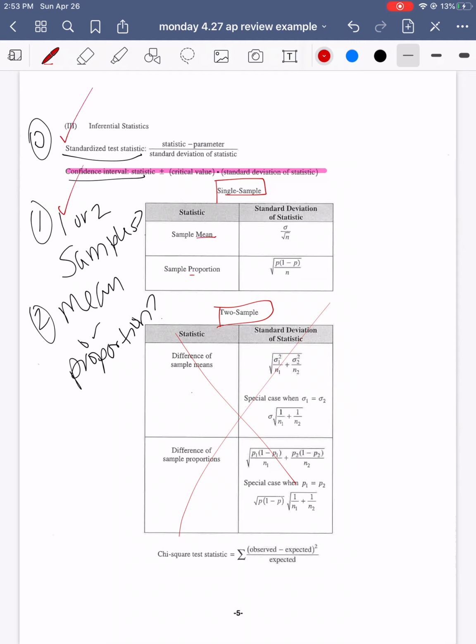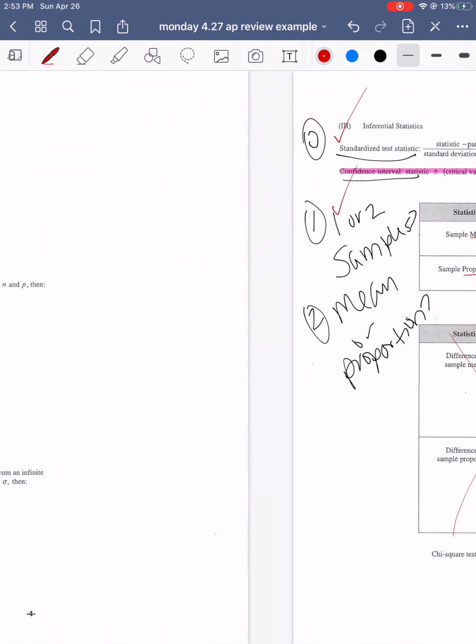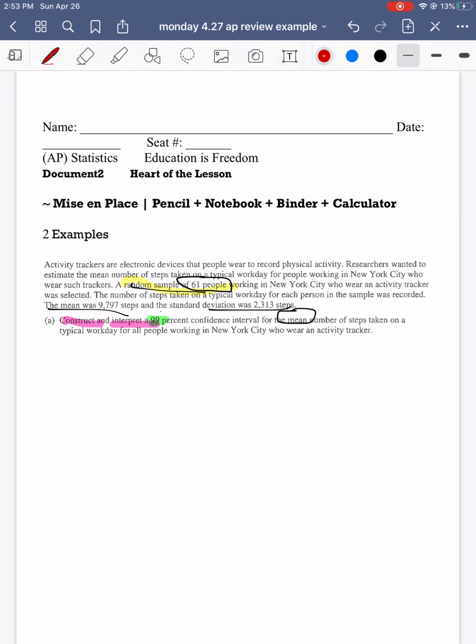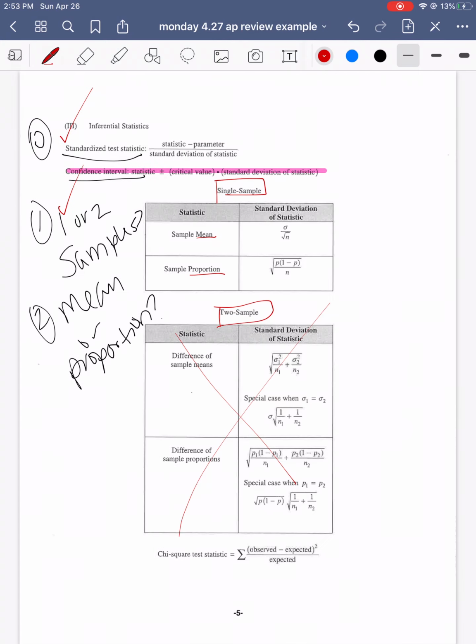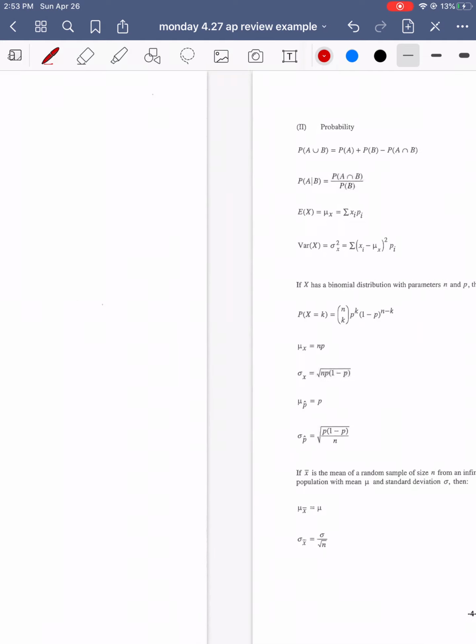Are we looking at a sample mean or a sample proportion? So going back to this problem here, it explicitly says the confidence interval for the mean number of steps taken. So that is going to be a mean here. Another clue was that we see standard deviation given, so that is also going to give a hint that we are looking at a sample mean. So therefore, this is the formula that I'm going to plug in to this half of the equation. So let's go ahead and record our formula.